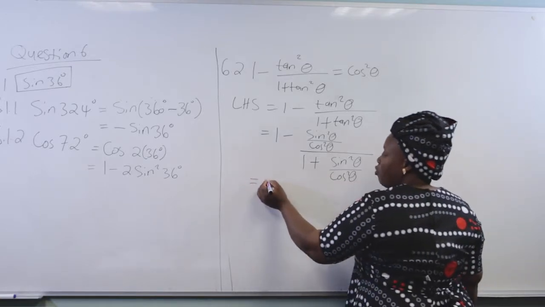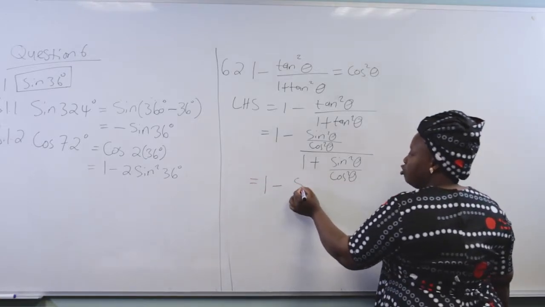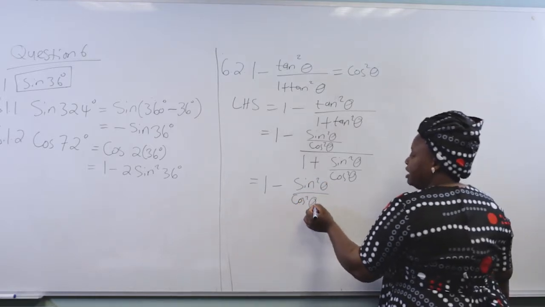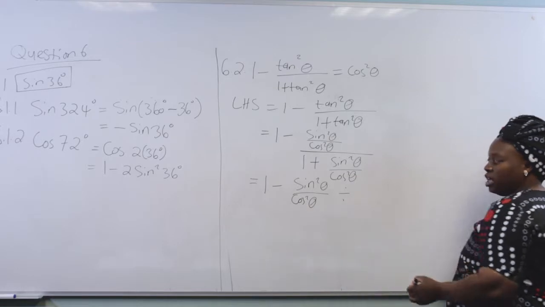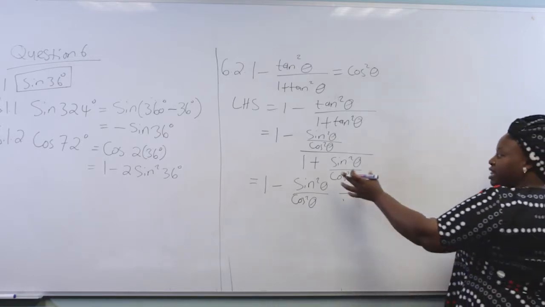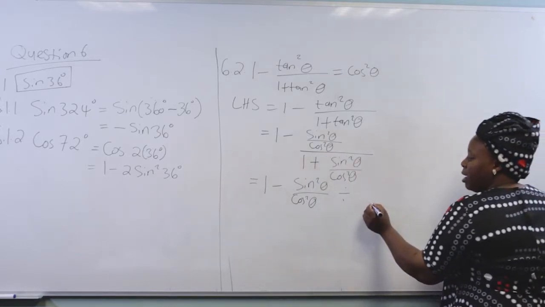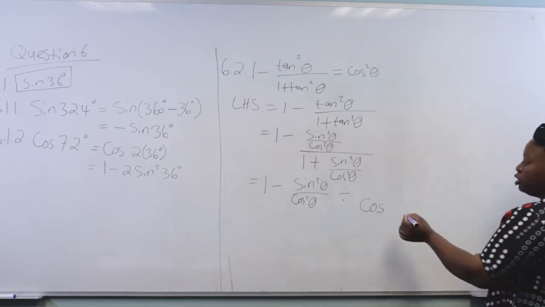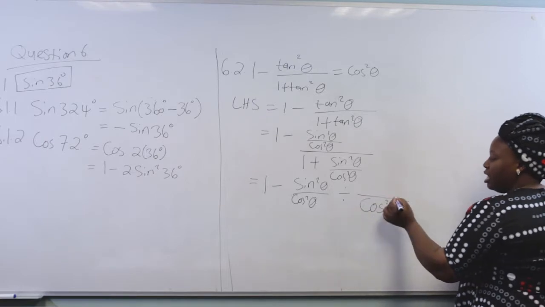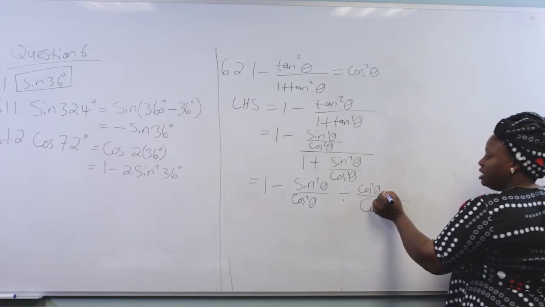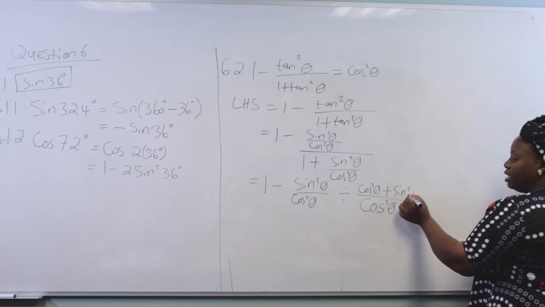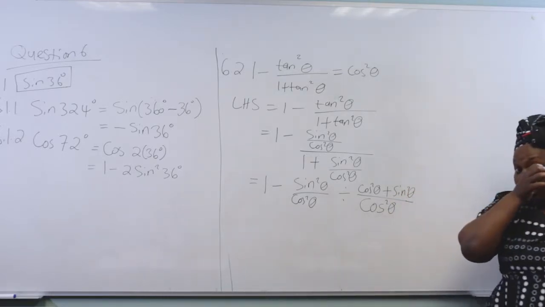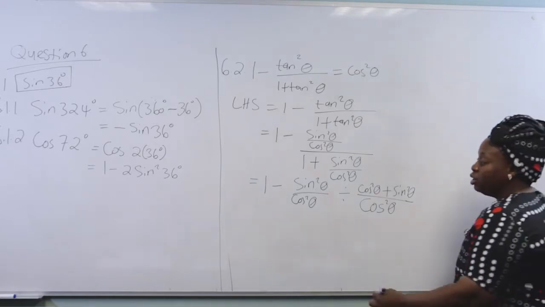Okay, from there we have 1 minus, so I'm going to rewrite this as sine squared theta divided by cos squared theta, and I'll put my division there so that we don't have confusion. Remember, this is 2 terms, so we need to make it 1 term by looking at the lowest common denominator. So it's cos squared theta, and there we'll have our cos squared theta plus sine squared theta. Our identity for cos squared theta plus sine squared theta says that is equal to 1. So we are going to do this.